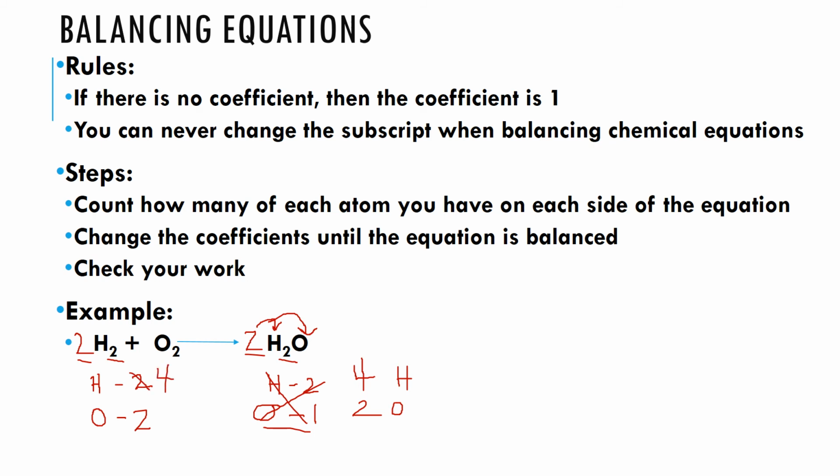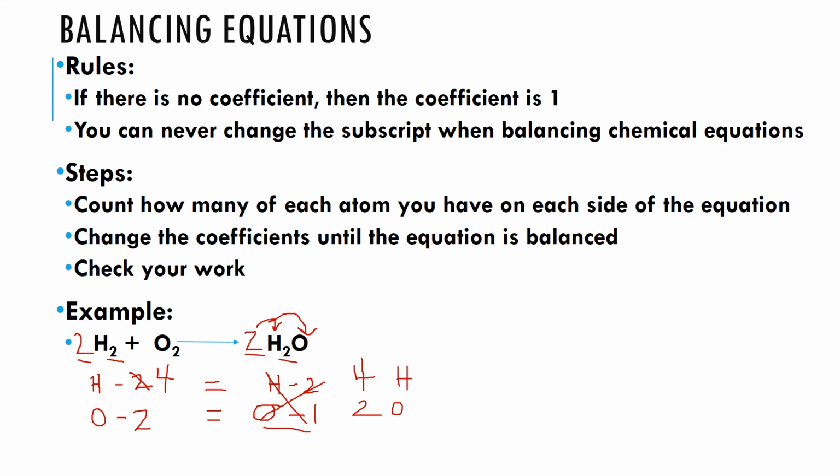So I have 4 hydrogens in my products, I have 4 hydrogens in my reactants, so those are equal. I have 2 oxygens in my reactants and 2 in my products. So 2 on the left and 2 on the right for oxygen. So this is what we would call a balanced chemical equation. So that's pretty much all you need to know about these.